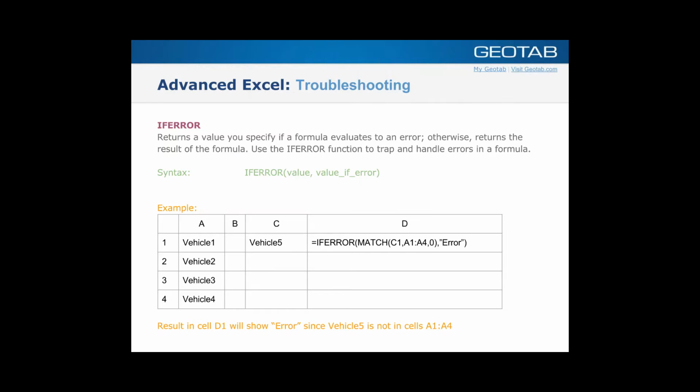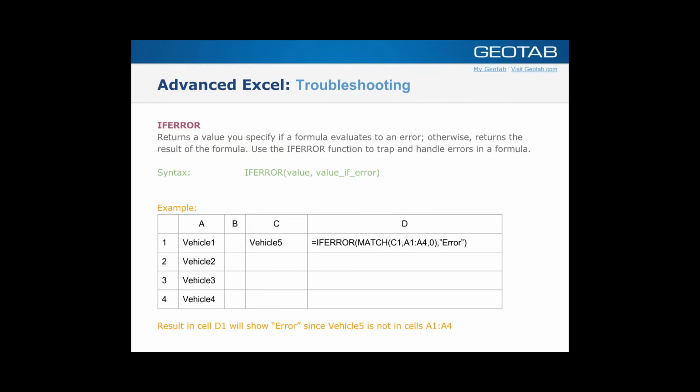So you can see that it returns a value you specify. It's not going to give me a true or false. It's going to return whatever I tell it to if a formula evaluates to an error. In my example here, from A1 to A4, I've just got vehicle names. And then in cell C1, I have vehicle 5, and vehicle 5 actually isn't in that list of vehicles in column A.